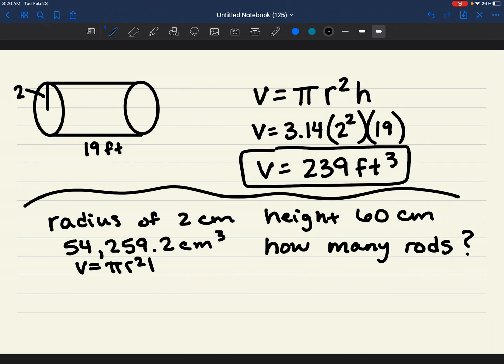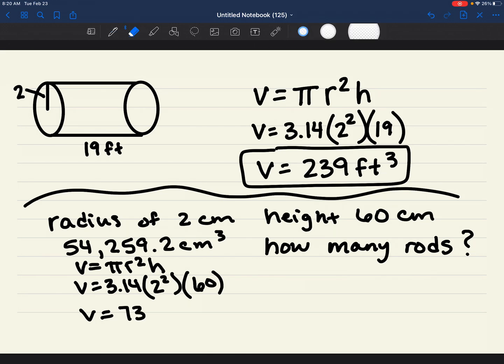Go for it, Addie. You do the formula. So pi r squared times the height. What do you plug in for pi? 3.14. What are you going to plug in for your radius? 2, so 2 squared, and the height? 60. Okay. Multiply that in your calculator and tell me what you get. 753.6. This one doesn't want you to round yet.